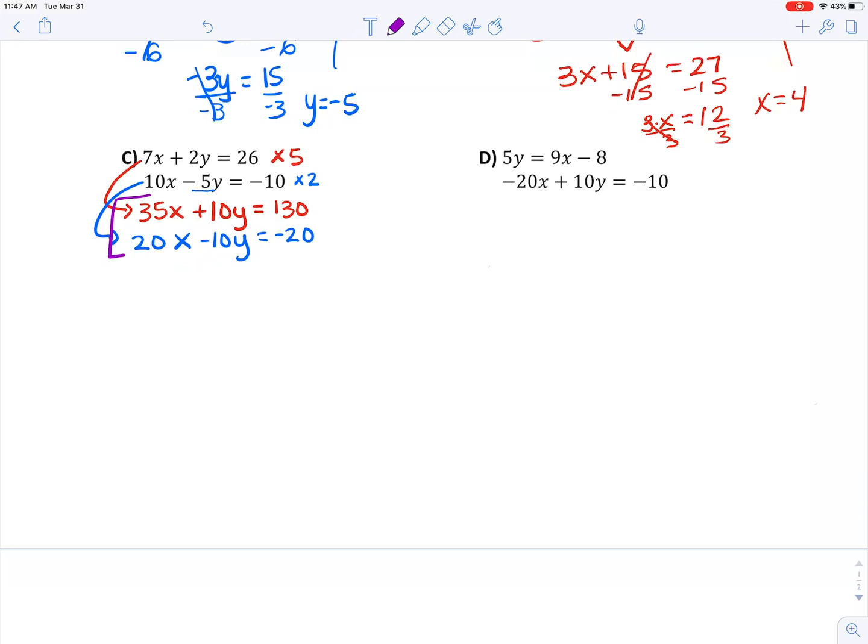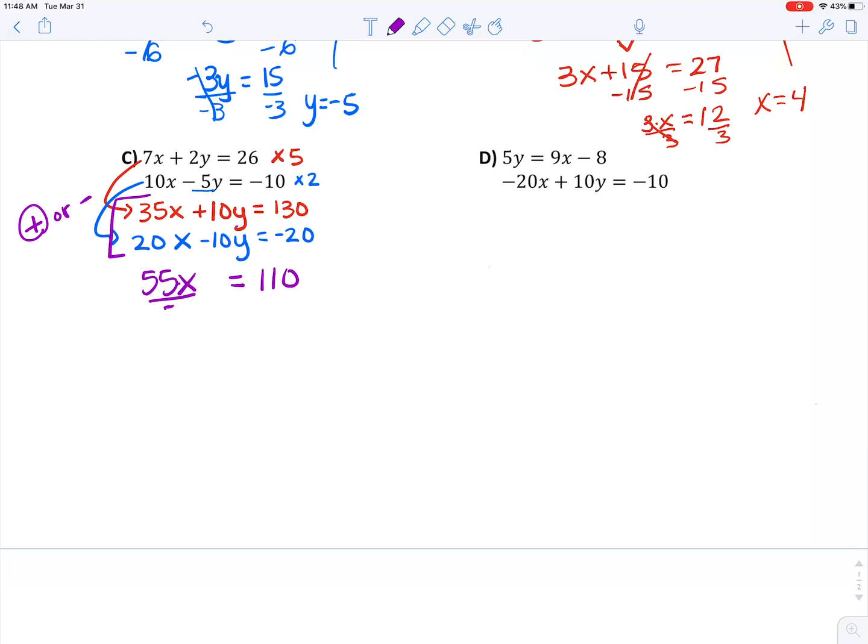So now we are back to what we were doing in lesson 7.3. We either add or subtract. Well, 10y plus negative 10y is 0. So we're going to add these two together. So then we have 35x plus 20x is 55x. And we said that 10y plus negative 10y is 0. 130 plus negative 20 is 110.